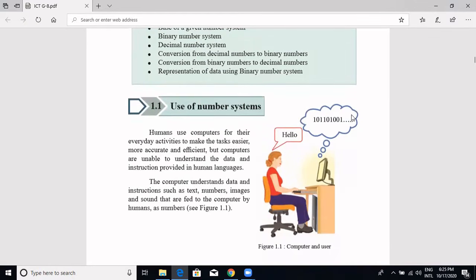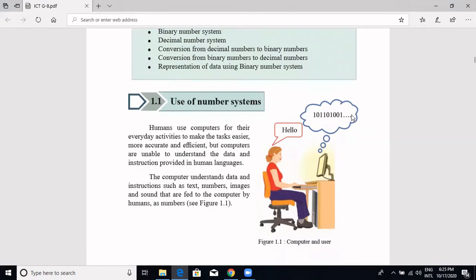So, the use of number systems. You're very familiar with numbers. Maybe you can count up to millions or billions. You have learned numbers maybe from the age of 2, just to count 1, 2, like that.